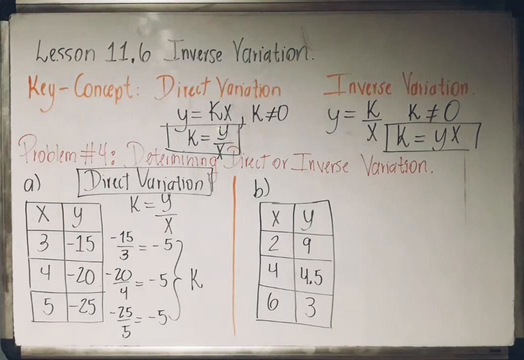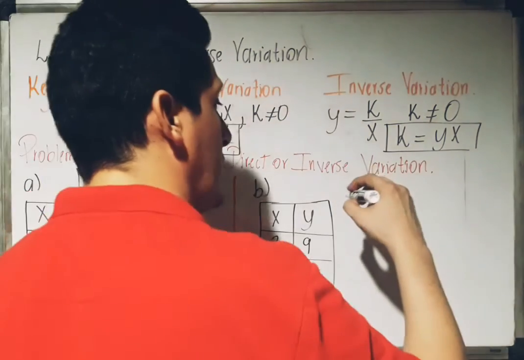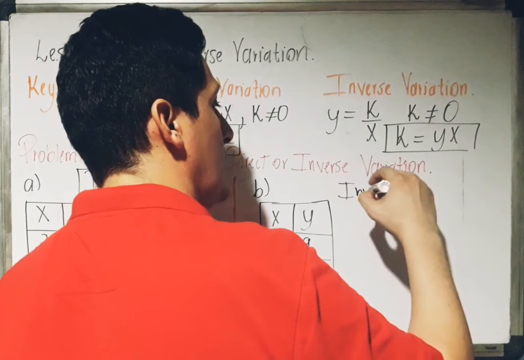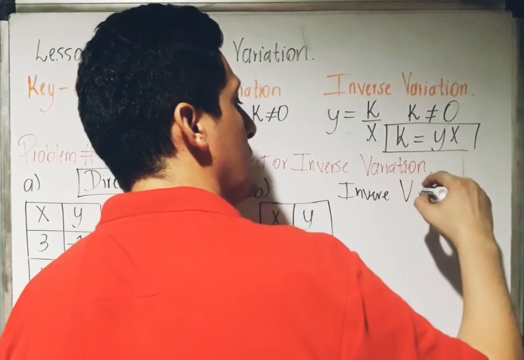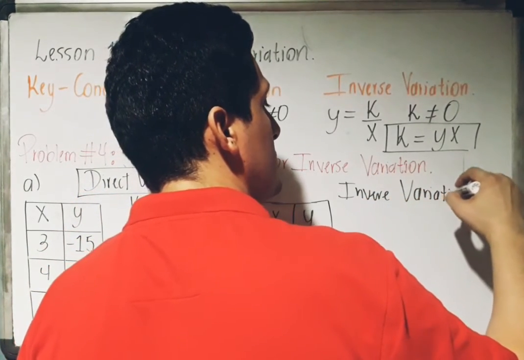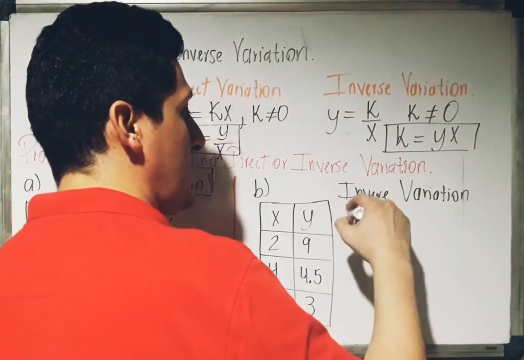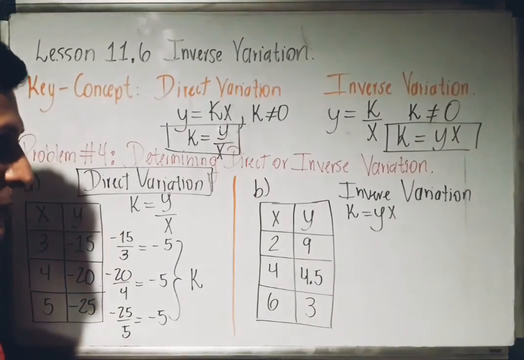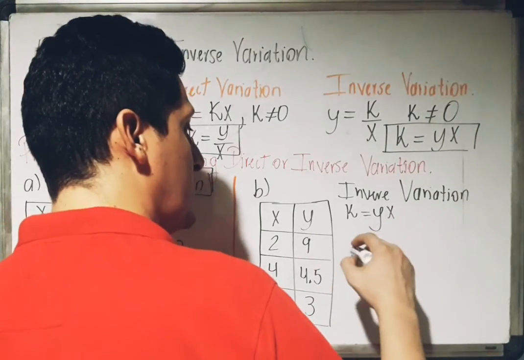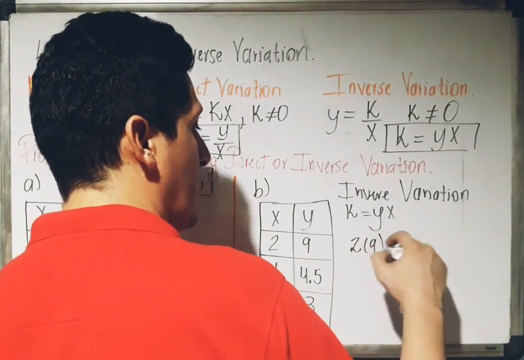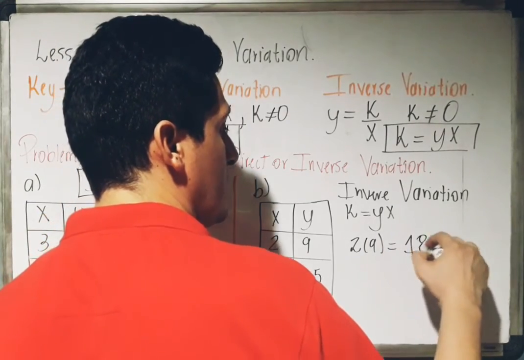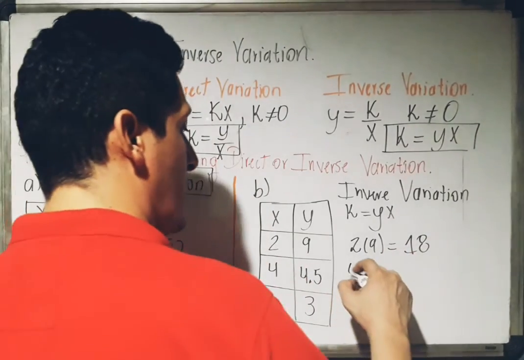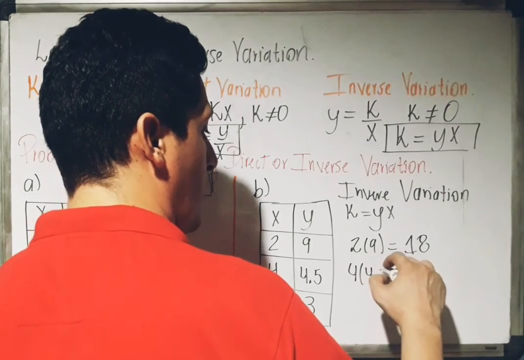Now I'm going to do the other one, trying to solve it using inverse variation or direct variation. In this case, I'm going to start using inverse variation just to check if we can have the solution. You know that in the inverse variation it's going to be k equal to y times x, and we will see what happens. In the first one, you're going to have 2 times 9. It's going to be equal to 18. Then you are going to have 4 times 4.5.